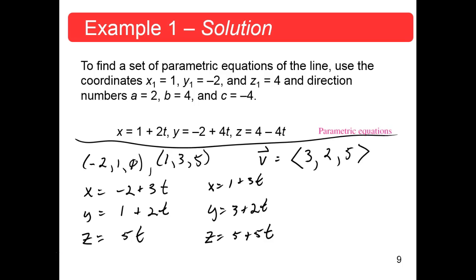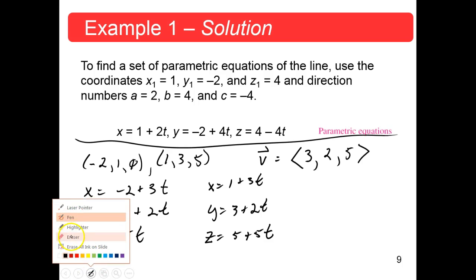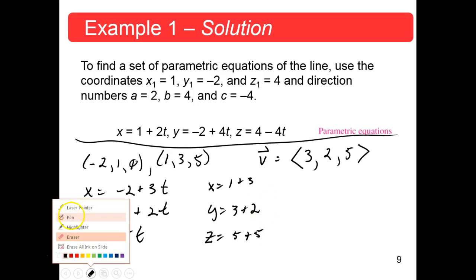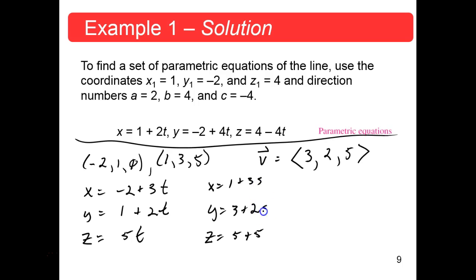I probably should have let this be an S rather than a T. It's not the same T. Let's do it that way, or T1 and T2 or something like that, for a different parameter, S, or any parameter you wanted to have. Probably shouldn't have used T.